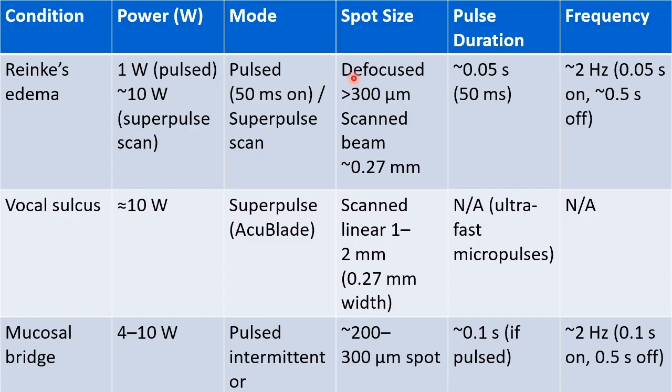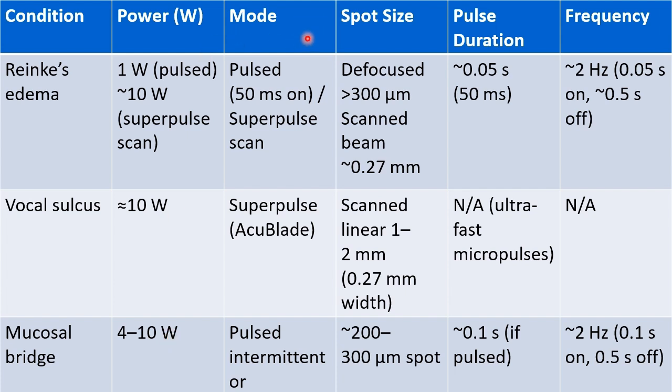And this table summarizes the carbon dioxide laser settings in the last three conditions: the Reinke's edema and the vocal sulcus and the mucosal bridges of the vocal folds. You would notice some differences here between the Reinke's edema and the other two, in that in Reinke's edema you would use a much lower power, sometimes as low as 1 watt in a pulse mode, and that's basically because you are just using it to incise the superior surface of the vocal fold to gain access to the Reinke's edema, whereas you are using the power here to de-epithelialize the vocal sulcus epithelium or the undersurface of the mucosal bridge.